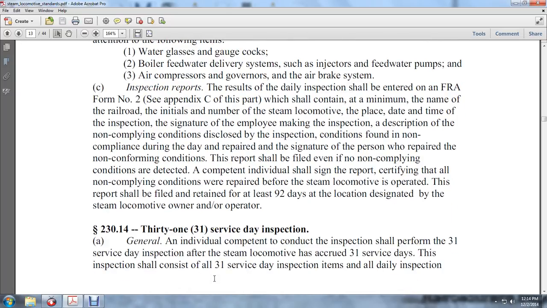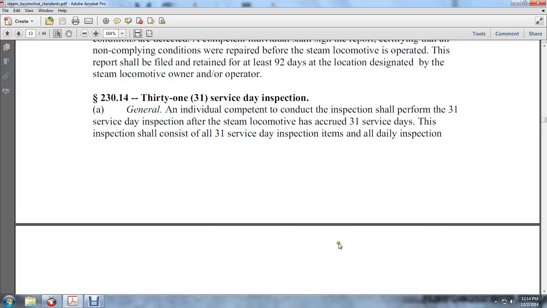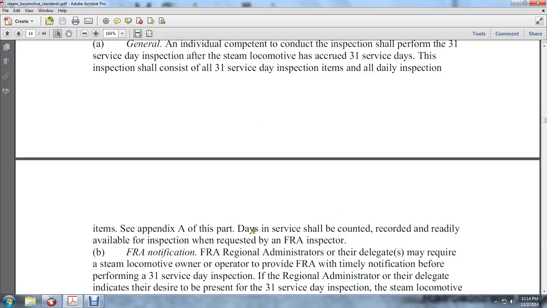230.14 31-day inspection. (a) General. An individual competent to conduct the inspection shall perform a 31 service day inspection after the steam locomotive has occurred 31 service days. This inspection shall consist of all 31 service day inspection items and all daily inspection items in Appendix A of this part. The days of service shall be counted, recorded, and readily available for inspection upon request by the Federal Railroad Administration inspector.